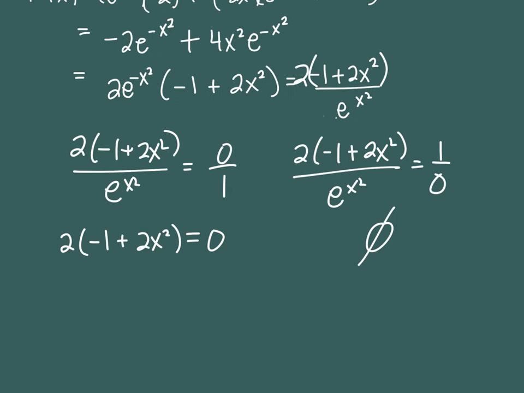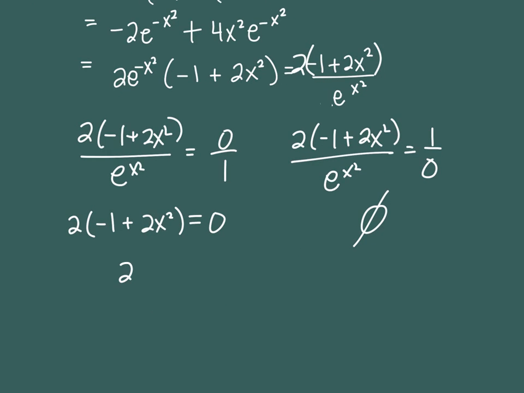Divide both sides by 2. Add 1 to both sides. So 2x squared equals 1. So x squared equals half. And so x is the plus or minus square root of 1/2.